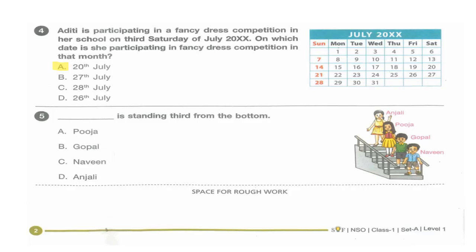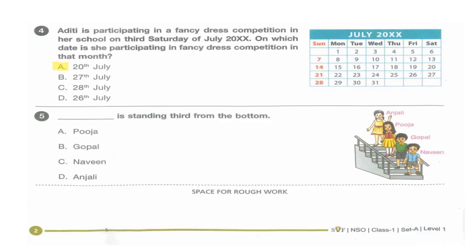In this question, when is the fancy dress competition happening? It's on 3rd Saturday of July 20XX. So if you check on the calendar given, July 20XX, and it's on a Saturday. So which is the 3rd Saturday as per the calendar? The first Saturday is on 6th, the second Saturday is on 13th, and the third Saturday is on 20th. So answer is 20th July, and option A. Let's move on to the next question.